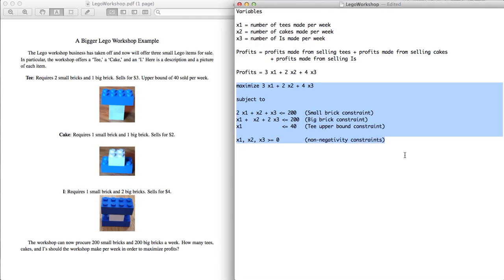So the follow-up video to this one will actually be implementing this linear program in order to solve it using Excel Solver. So stay tuned for that one.